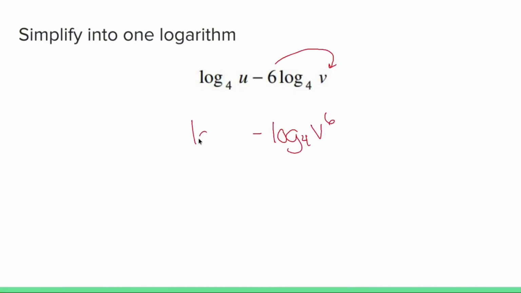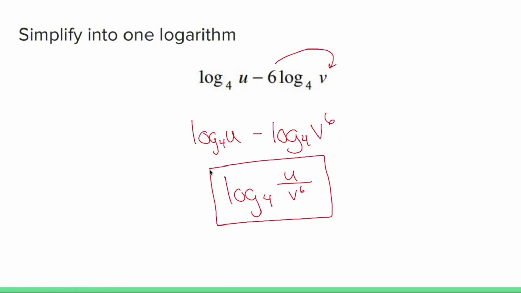Nothing happens here, but what I have is I'm subtracting 2 logs of the same base. When subtracting 2 logs of the same base, you divide the insides left to right. So this becomes log base 4 of u over v to the 6th power. And that's how you do it.